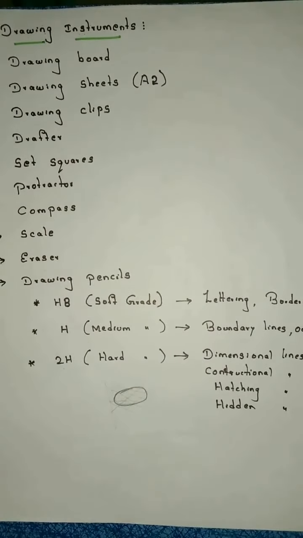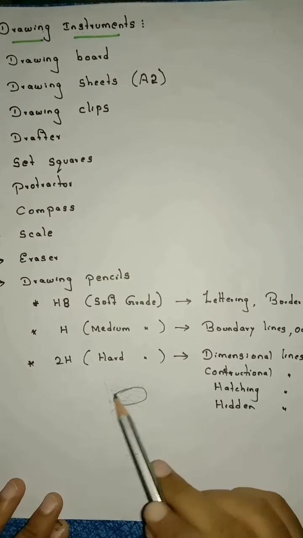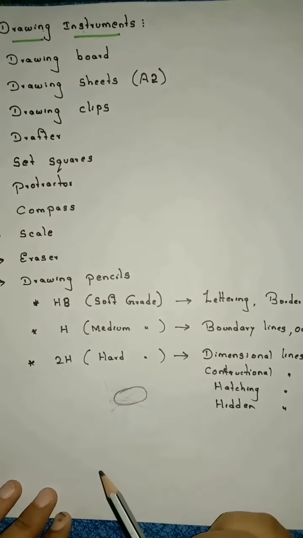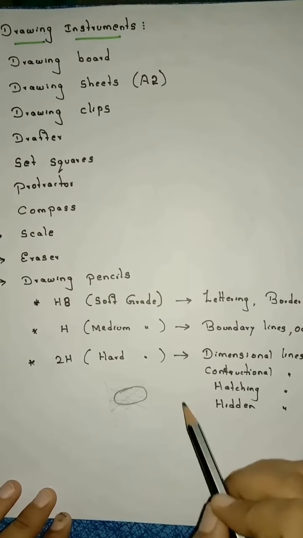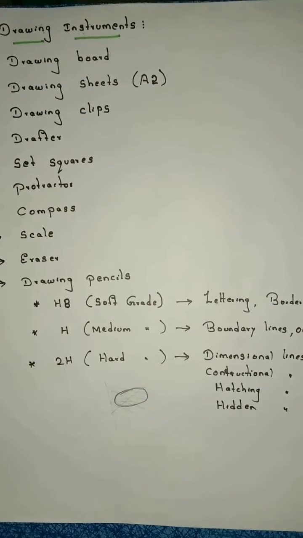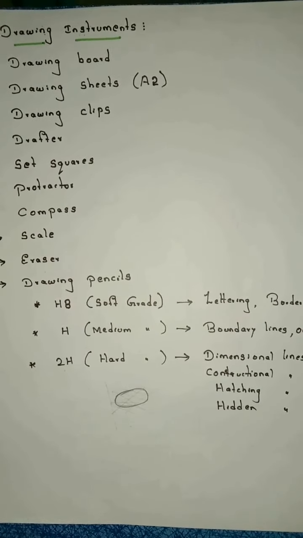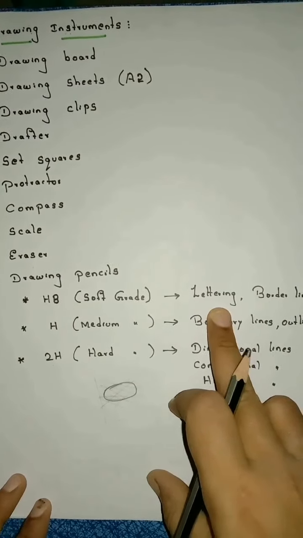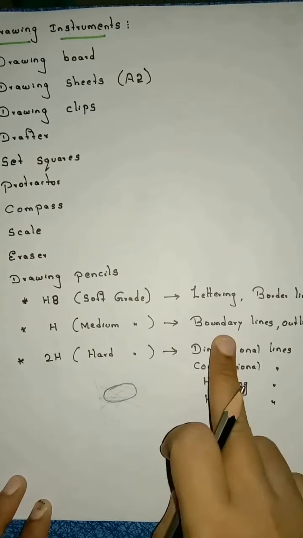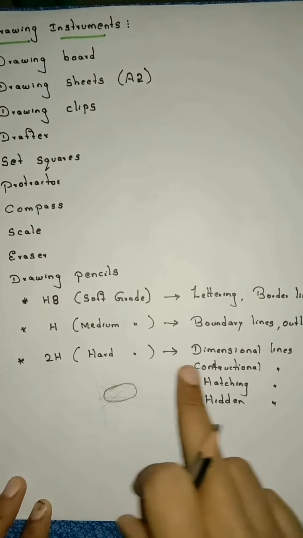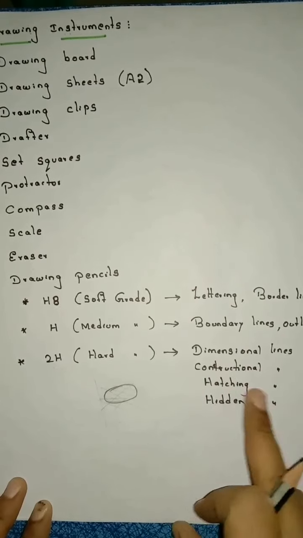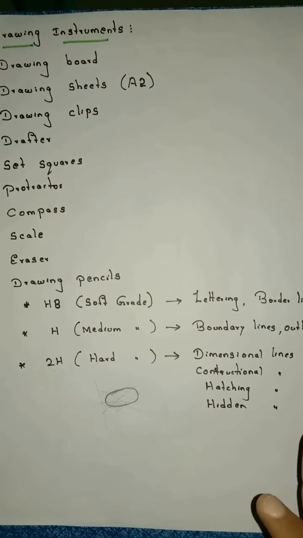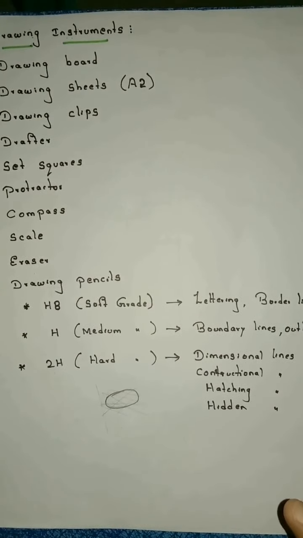So that's why we are using 3 pencils here. One pencil to draw all the light lines lightly, right? One pencil to draw this ellipse dark, and one pencil to write border lines and lettering, right? So first of all, see here, HB is used for lettering and border lines. H pencil is used for boundary lines and outlines. 2H pencil is used for dimensional lines, constructional lines, hatching lines and hidden lines. So compulsorily you have to use 3 pencils, HB, H and 2H, right?